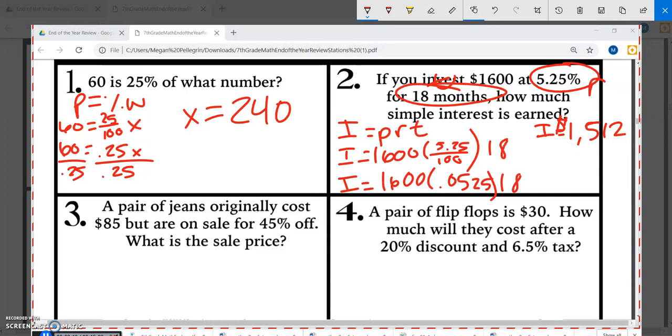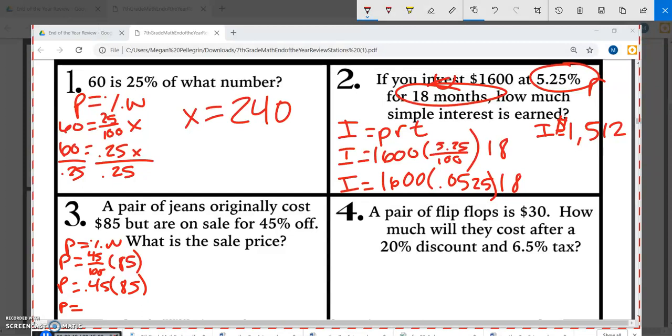Number 3, a pair of jeans originally cost $85 but are on sale for 45% off. What is the sale price? Okay, so part equals percent times the whole. And we said that the part is going to be the amount of the discount. And so we need to see how much is the discount. So the percent that we're getting off is 45% of the 85. And so when we multiply 0.45 times 85, remember you can move the decimal 2 places to the left or just divide it. 45 divided by 100. Don't do both.